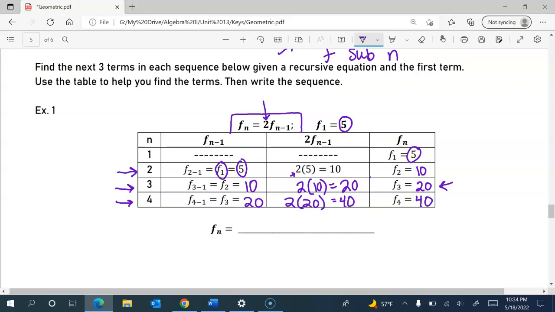When you write a recursive sequence, or when I ask you for this down here, write 5, 10, 20, 40, comma, dot, dot, dot, just like yesterday. That's going to keep going on.